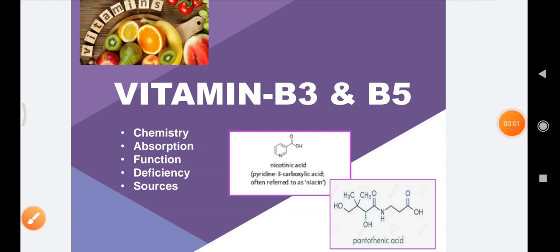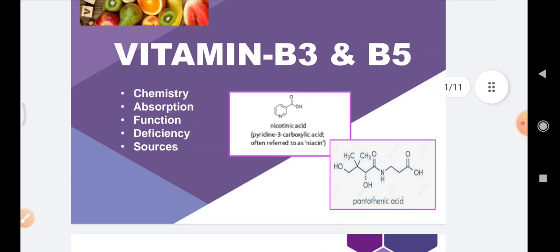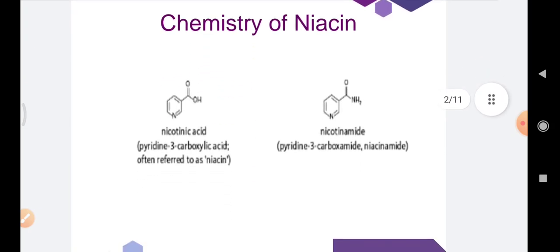Our today's topic for discussion is vitamin B3 and B5. In this lecture, we will discuss the chemistry, absorption, function, deficiency, and the sources of both of these two vitamins. So, coming to the chemistry of vitamin B3.